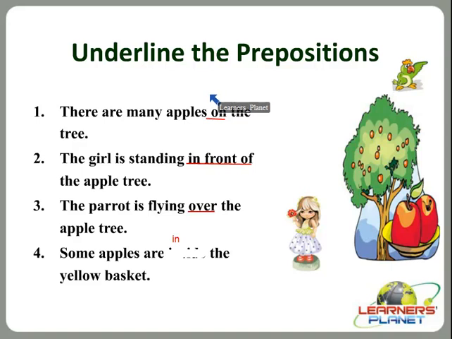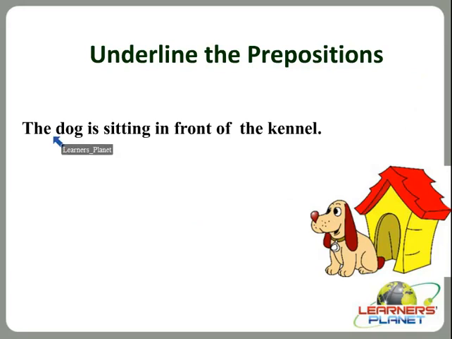Let me quickly revise the prepositions for you. There are many apples on the tree. On. The girl is standing in front of the apple tree. In front of. The parrot is flying over the apple tree. Over. Some apples are in the yellow basket. In. Now, students, here is the next slide. The dog is sitting in front of the kennel. Underline the prepositions.